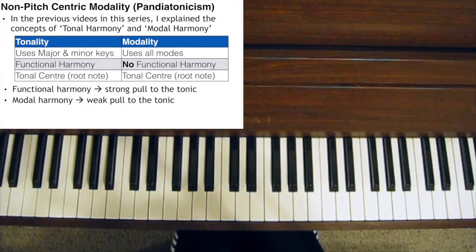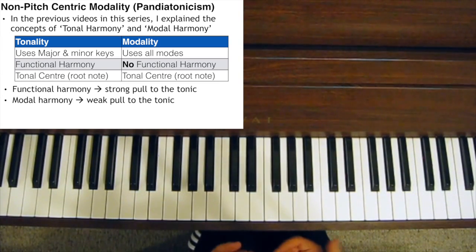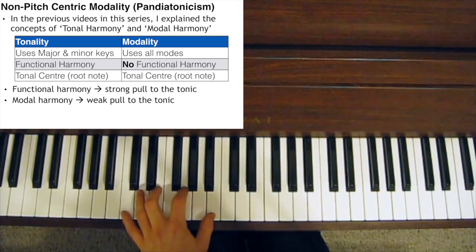Guys, in my previous videos in this playlist, I explained the concepts of tonal harmony and modal harmony. I defined tonal harmony as using major or minor keys, using functional harmony, and having a tonal center. So that you have chord progressions that sound like this.